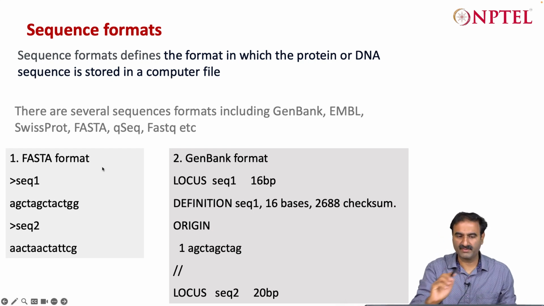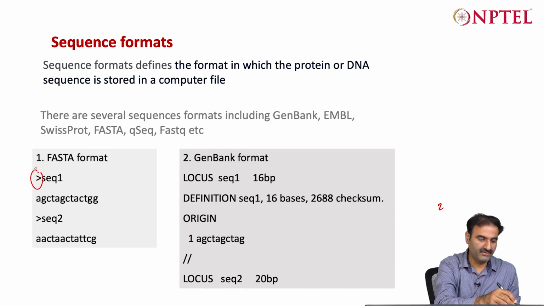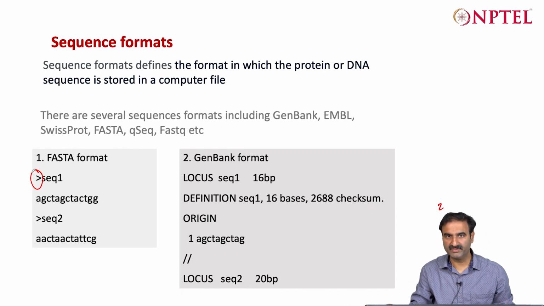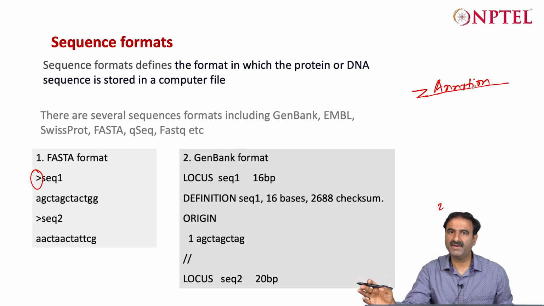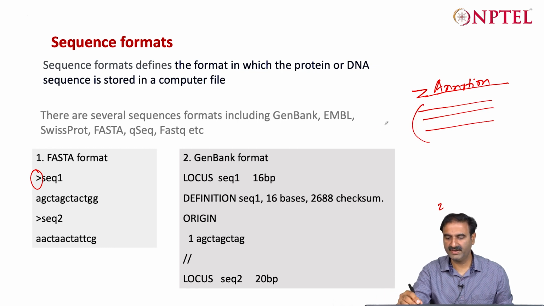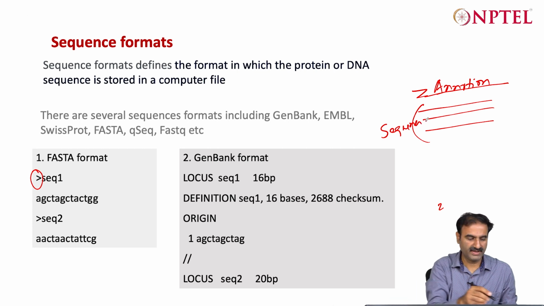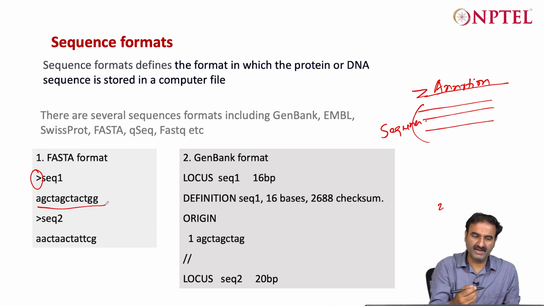For example, the FASTA format. Here you can see this identifier, which is a greater than symbol. After this you can write anything in the annotation. The annotation can be user defined, or sometimes fixed as per the database or the sequence format. So in this line you can put anything that is associated with the data, or you can say metadata of the data, and in the next lines you can put the sequences.